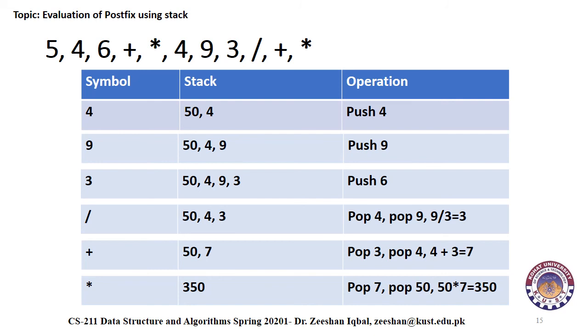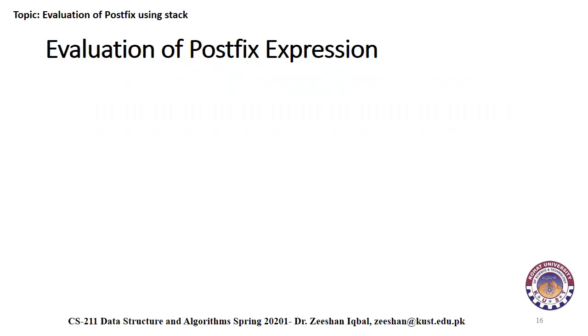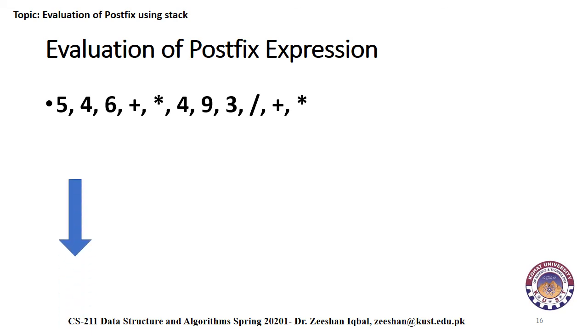Now we can see that all the symbols are finished and 350 is left on the stack. So 350 is the required evaluation of the given postfix expression. This is the result of the previous example. The above postfix expression is evaluated and the result is 350.